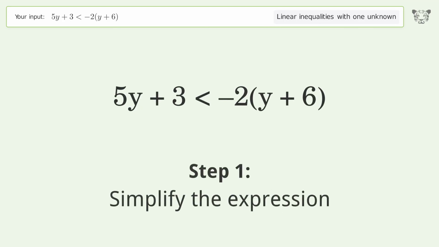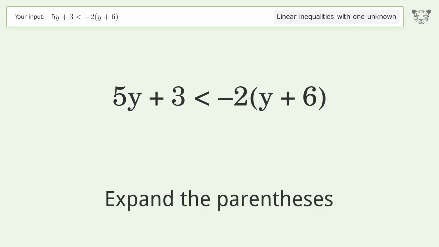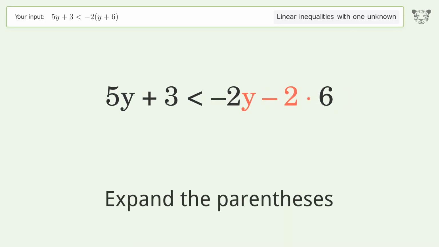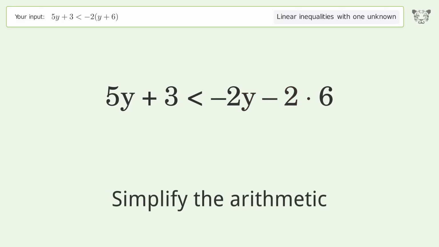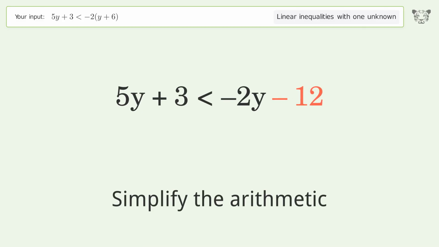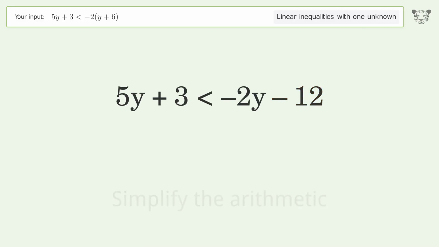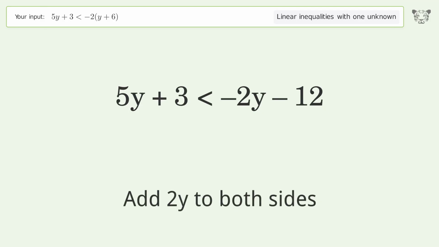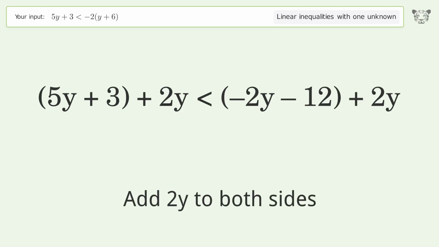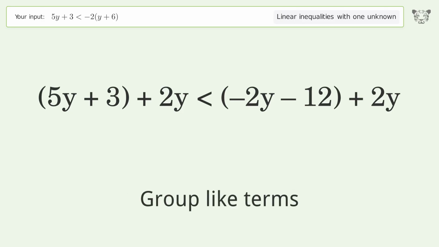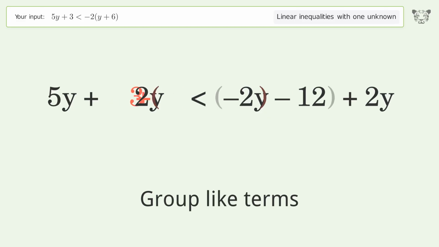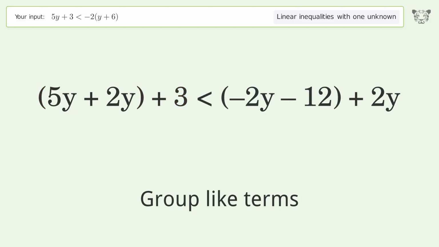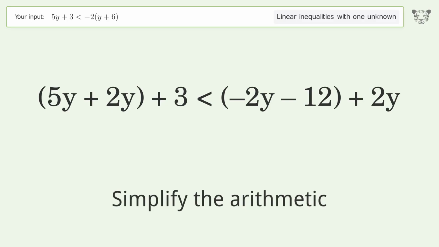Simplify the expression. Expand the parentheses. Simplify the arithmetic. Group all y terms on the left side of the inequality. Add 2y to both sides. Group like terms. Simplify the arithmetic.